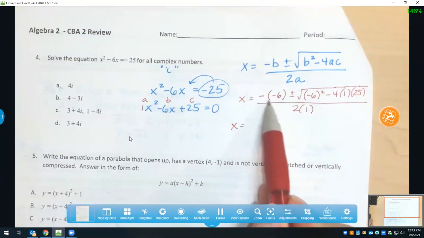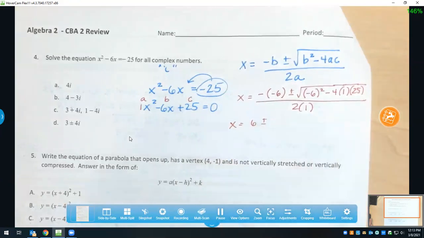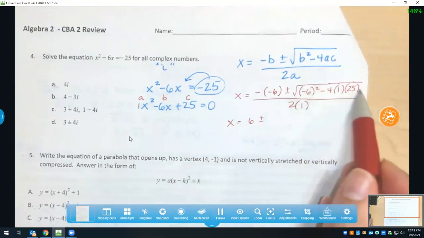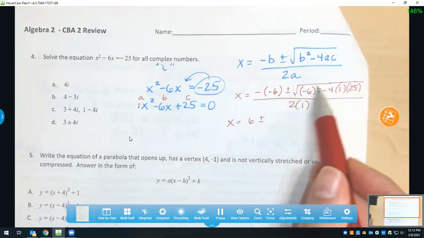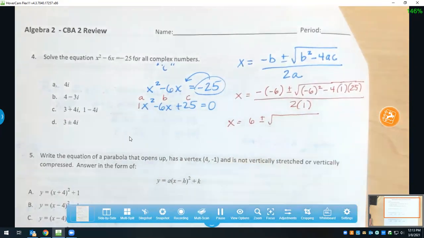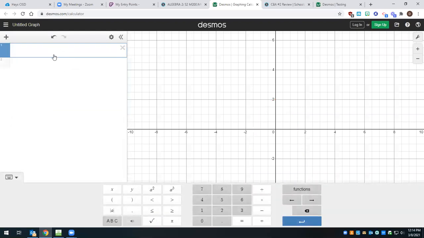Negative, negative is just going to give us that plus, and then plus or minus the square root of. So all of that, I'm just going to put in Desmos, like the -6 squared and so on. So I'm going to click over to Desmos to enter that in. I'm going to get rid of this. I'm not even going to put the square root in there just yet. I'm just going to put what's under it.